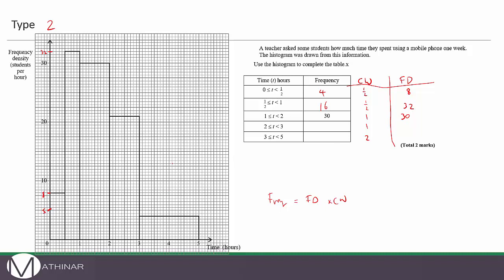The next one, from 2 to 3, is 20, and that would be 21. 21 times 1 is 21. And then the final one goes from 3 to 5, and that has a height of 2 squares below the 5, so that must be 4. 4 times 2 gives you 8. So we've just completed the table using the histogram. That will be worth 2 marks.